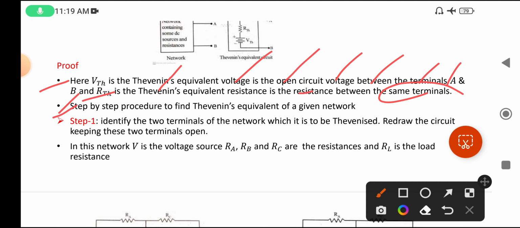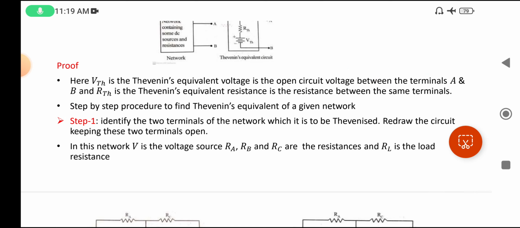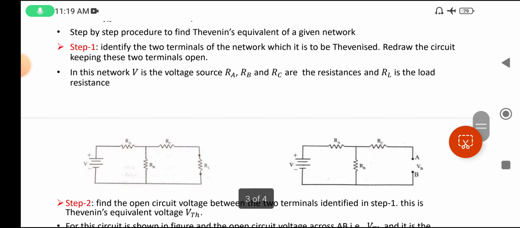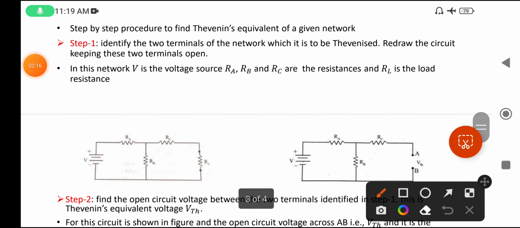And there is a step by step procedure to find the Thevenin's equivalent of a given network. See here. Step 1, what is it? Everyone must learn all the steps by heart, then only you can easily understand. For every step I have given the diagram, and I have explained with the diagrams also. First step, what is the first step?